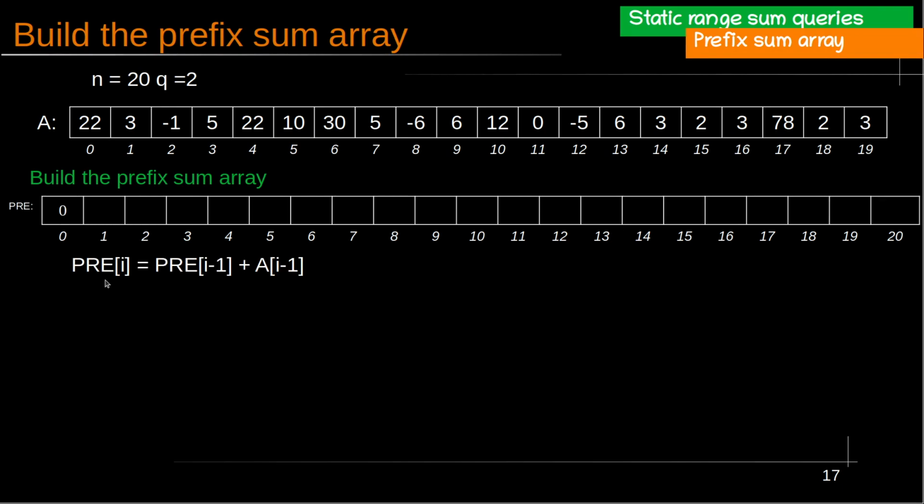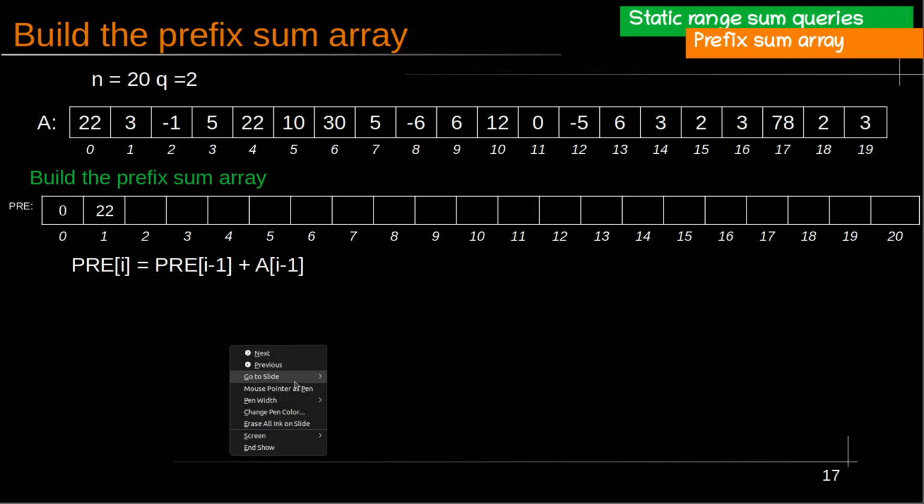A new array I called here pre, as a prefix. Prefix of i is equal to prefix of i-1 plus the value of the original array at index i-1. Let's see this, for example. At index 1 of the prefix array is equal to prefix at index 0, which is 0 here, plus A of 0, which is 20. So the sum will be 20 in this case.